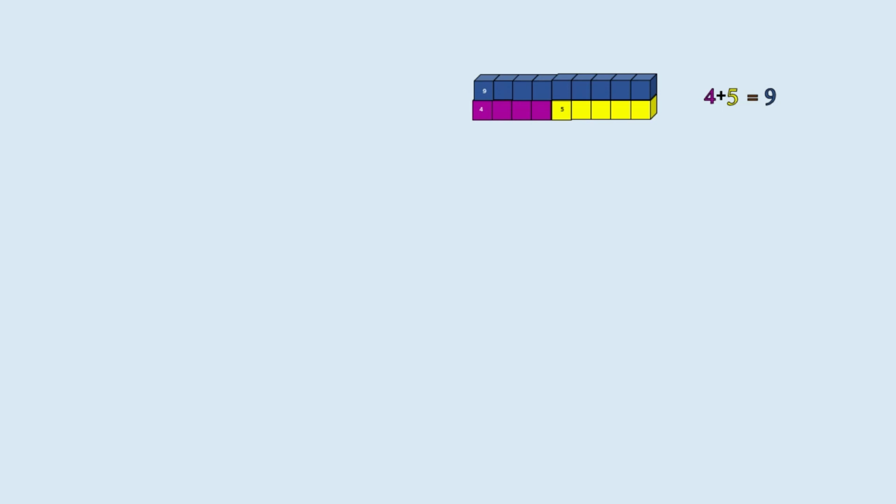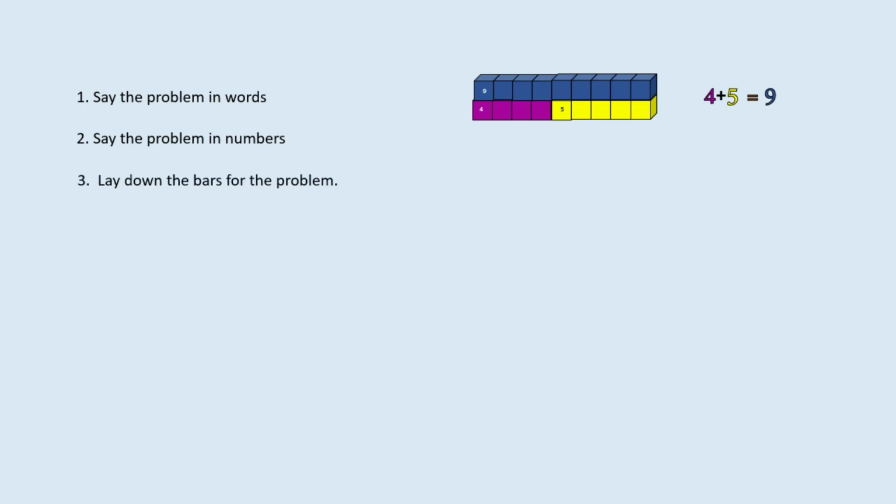Here are some more word problems you can use to practice the adding skill. Remember to follow these steps to help your child solve each problem. Step 1, say the problem as a word problem. Step 2, say the problem as a number problem. Step 3, lay out the bars that represent the number problem. Step 4, find the bar that solves the problem. Step 5, write the problem down in numbers using the format A plus B equals C.